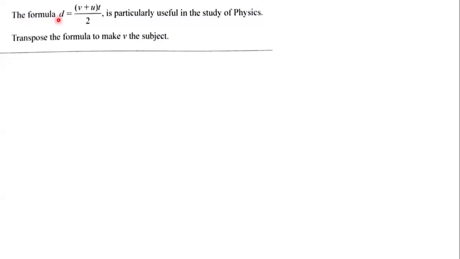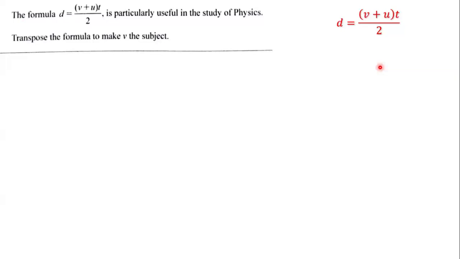The formula d is equal to v plus u times t all over 2 is particularly useful in the study of physics. Transpose the formula to make v the subject. And so here we have this formula, d is equal to v plus u times t all over 2. And our goal is to make v the subject of the formula. So we need to have v on one side and everything else on the other side.